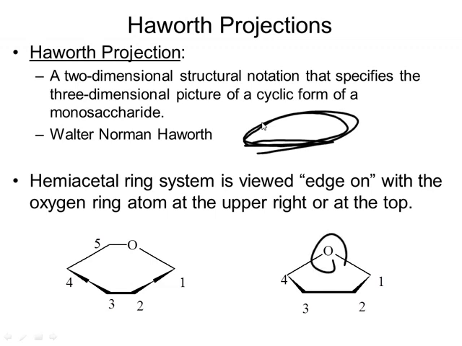Now, I've numbered these 1, 2, 3, 4, but that doesn't always mean those are going to be the strict carbon numbers. But there will be 4 carbons and 1 oxygen in a 5-membered ring, and 5 carbons and an oxygen in a 6-membered ring.